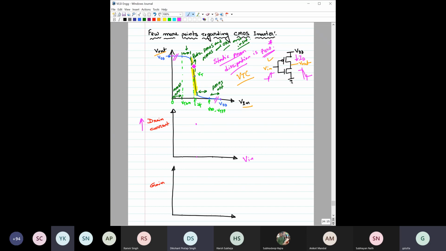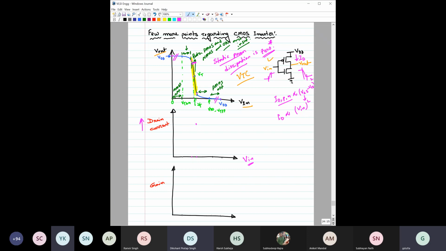So from VT till this point, within this region, the transistors are in which mode? Both transistors are in saturation region. And in saturation region, ID, either P or N, you know, both are proportional to VGS minus VTH squared, isn't it? For both, either PMOS or NMOS, it is VGS minus VTH squared. So what is VGS? VGS is basically V in. So in this region, the expression for ID with V in is a square law, right?